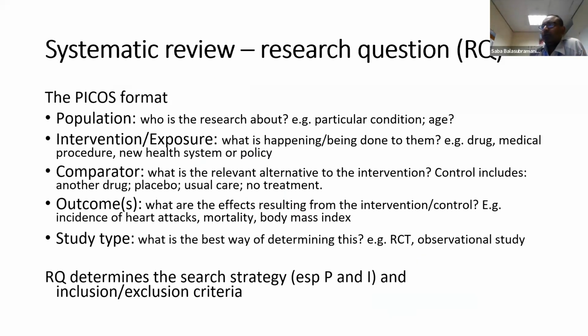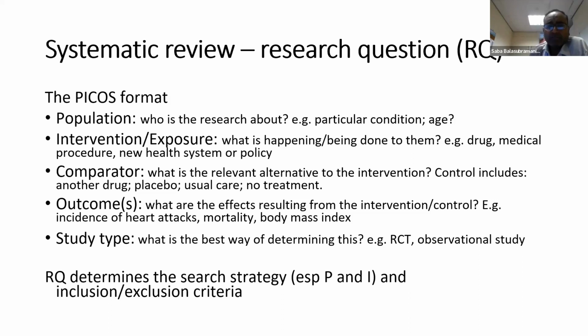Okay, so a couple of points about the research question. A research question for a systematic review should ideally follow the PICO or the PCOS format. We've already talked about this previously. P stands for population: who the research is about, what particular condition, what kinds of patients, and so on. Intervention or exposure is essentially what's being done to them, what particular procedure or operation.